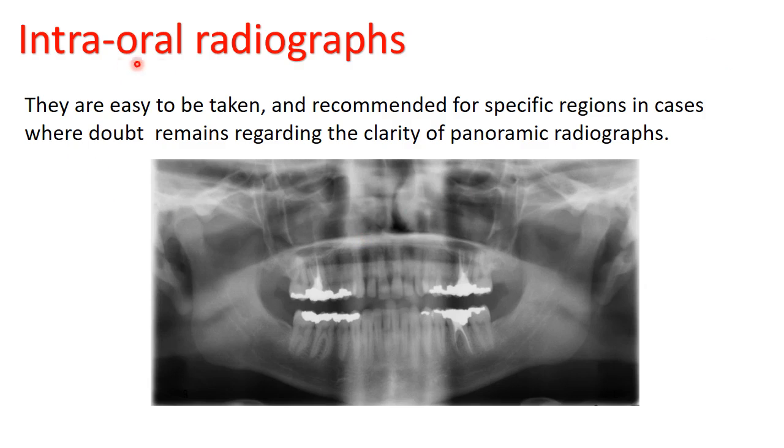So first of all is the intraoral radiographs. They are easy to be taken and recommended for a specific region in cases where doubt remains regarding the clarity of the panoramic radiograph. You can see here in this panoramic radiograph, in this anterior region, the view is not very clear, especially in the canine premolar region. So for this reason, sometimes other types of radiographs, specifically intraoral radiographs, are recommended in these situations for clarity and diagnosis if there are any defects.